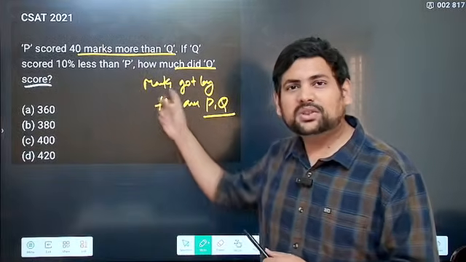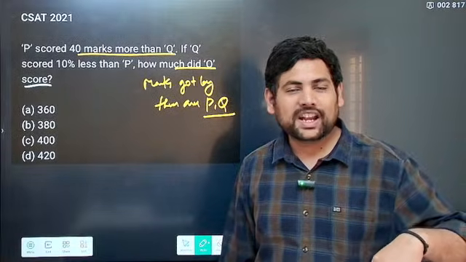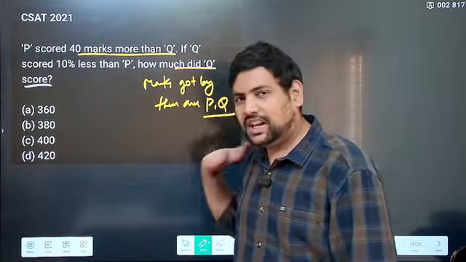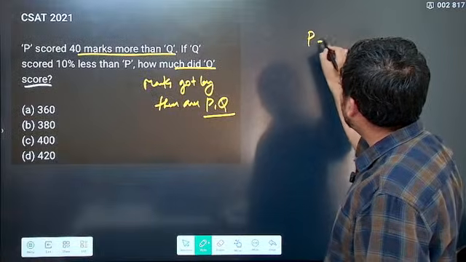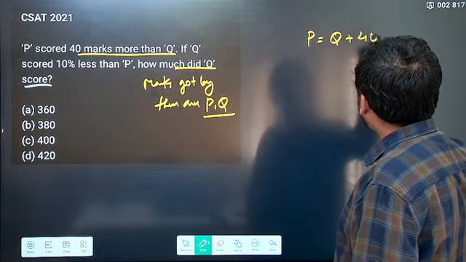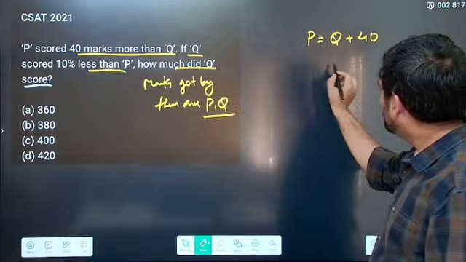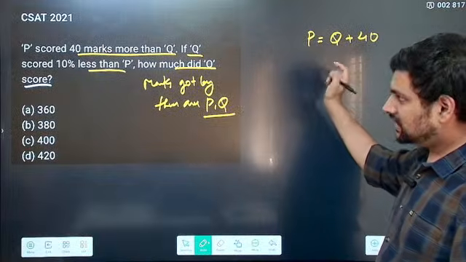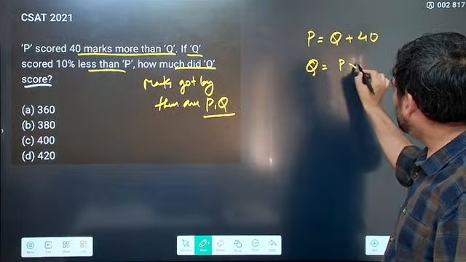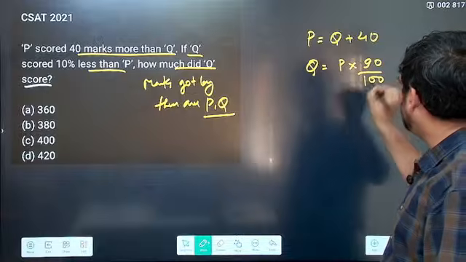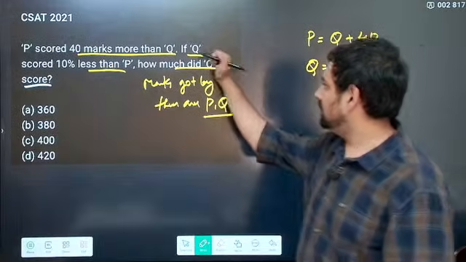If I take variables like this, it becomes very easy to find which was what. Or if I take P scored X marks, Q scored Y marks, then eventually at last I have to see for whom I assigned X and for whom I assigned Y. So just take it P and Q. Now, first line, P scored 40 marks more than Q. That means P got 40 marks more than whatever Q got. Then Q scored 10% less than P, so Q is equal to P into 90 by 100. Simple. Correct.